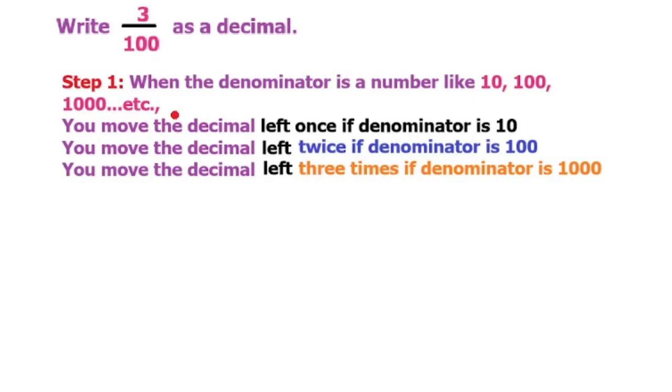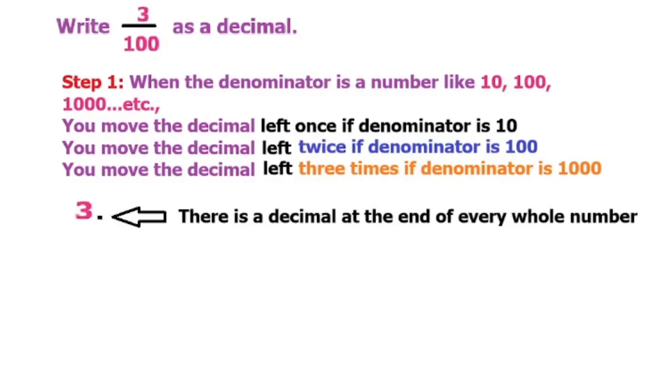on, etc., you move the decimal left once if the denominator is 10, twice if the denominator is 100, 3 times if the denominator is 1,000, and so on. But for this one, we're just going to focus on the 100 because that's what we have in our denominator. So imagine 3 with a decimal at the end.